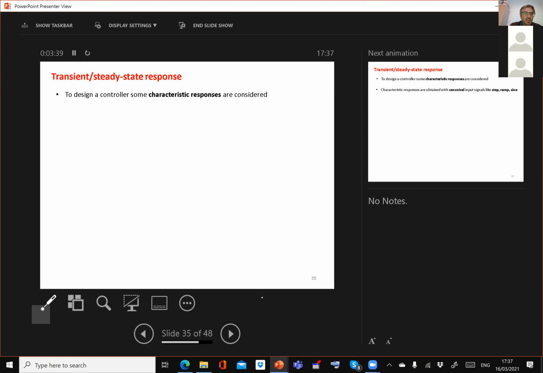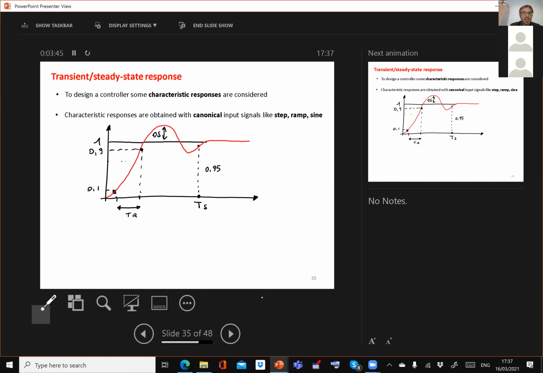When we analyze the response, we see that there are two kinds of responses, the transient and the steady state. The transient phase is when the system evolves and moves from a previous equilibrium point to another equilibrium point relative to the new input that we give to the system. The steady state is the equilibrium point where the system goes and stays forever if there are no external disturbances. To design a controller, we need to consider some characteristic responses to some canonical input signals.